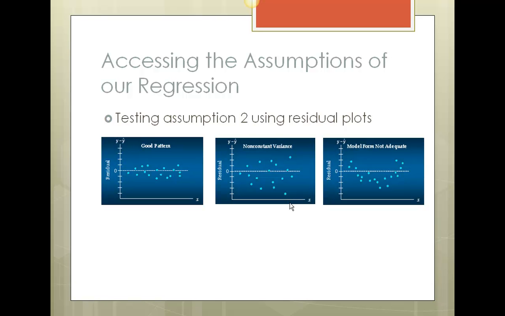If you start to see a cone shape pattern or any other type of pattern taking shape, those are violations of that assumption. And specifically for these 2, there are fixes that can be done. So if you're interested in learning more about that, let me know. I have PowerPoint slides that will show you how to assess the assumptions of regression in Excel and how to go about fixing them as well.